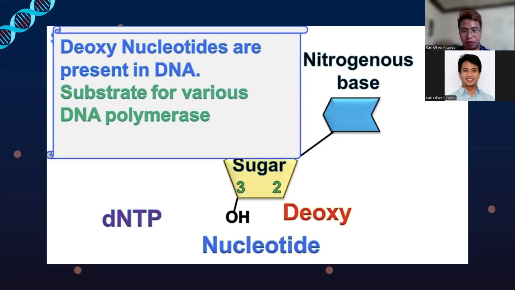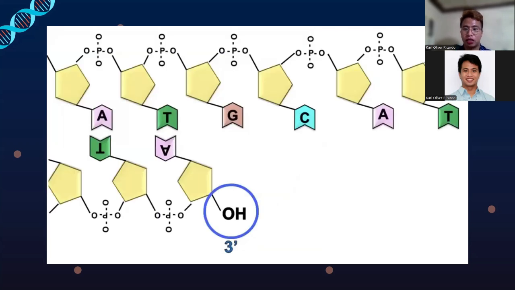Okay? So the deoxynucleotides that are present in the DNA are used as a substrate by the enzyme DNA polymerase. Ayan. So all the DNA polymerases, whether it is DNA polymerase 1, 2, or 3, Taq polymerase, etc., yung dNTPs natin po ay magagamit for their substrate. Kapag dNTPs. Okay?